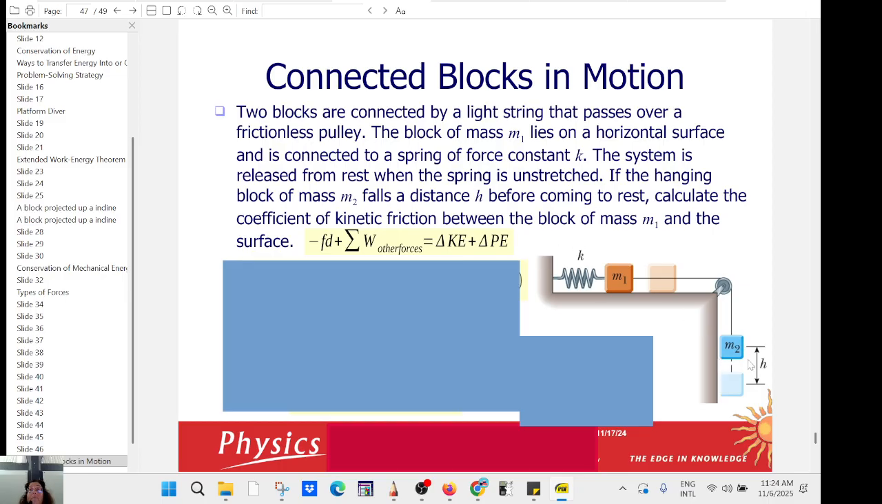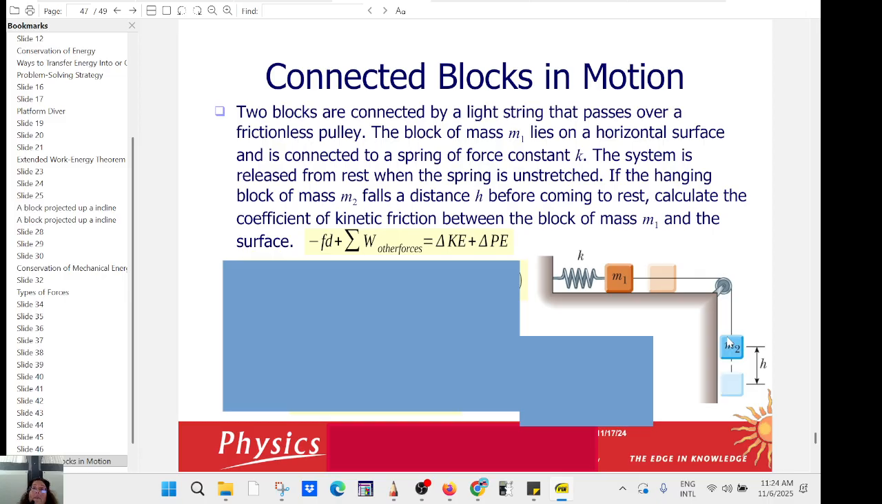The whole system. M1 has no energy to begin with. Does M2 have energy to begin with? Exactly, gravitational potential energy. So to begin with, you have gravitational potential energy, and then it's going to fall. All that gravitational potential energy is going to go into elastic potential energy because of the spring. Does it make sense?